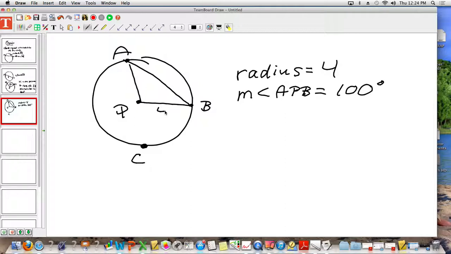So here we have a radius of 4. So that's 4, that's 4. The measure of angle APB is 100. So this whole angle right here, 100 degrees.